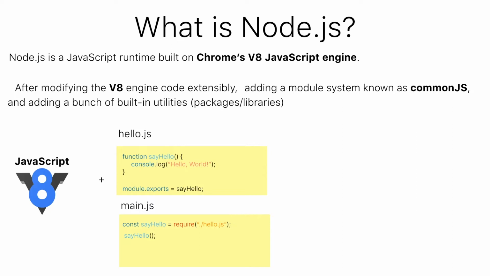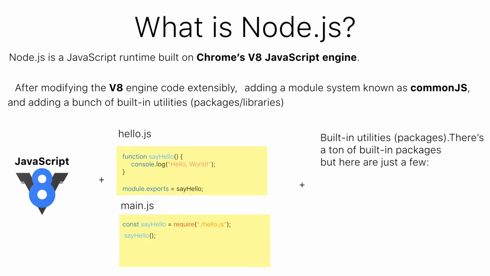And after adding a bunch of built-in utilities or packages or libraries, whatever you want to call them, so there are a ton of built-in packages that come with Node when you install it. But here are just a few that you may be already familiar with. So path, fs, and http. There are way more built-in packages, and you can easily look them up by just Googling Node.js built-in packages. So all of this right here that I'm showing you collectively is referred to as Node.js.